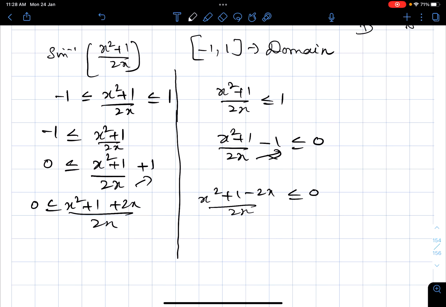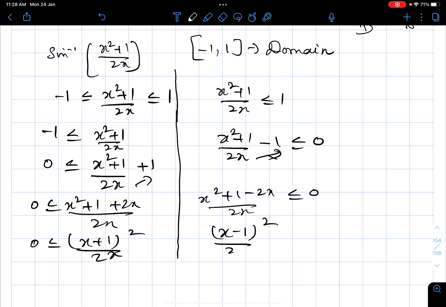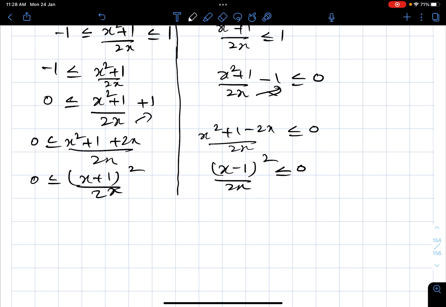So this is of the form 0 less than or equal to (x plus 1) the whole square by 2x, and here (x minus 1) the whole square by 2x less than or equal to 0. When you put this equal to 0, you will get x plus 1 equal to 0, therefore x equal to minus 1, and x equal to 0, because when you write 2x equal to 0, you will get x equal to 0. Here x minus 1 equal to 0, therefore x equal to 1.